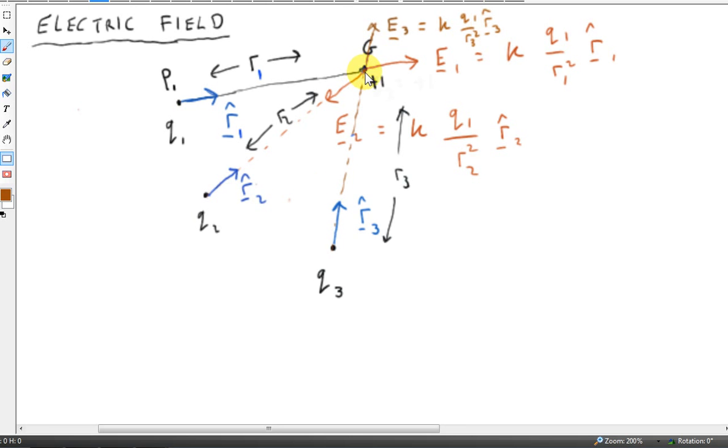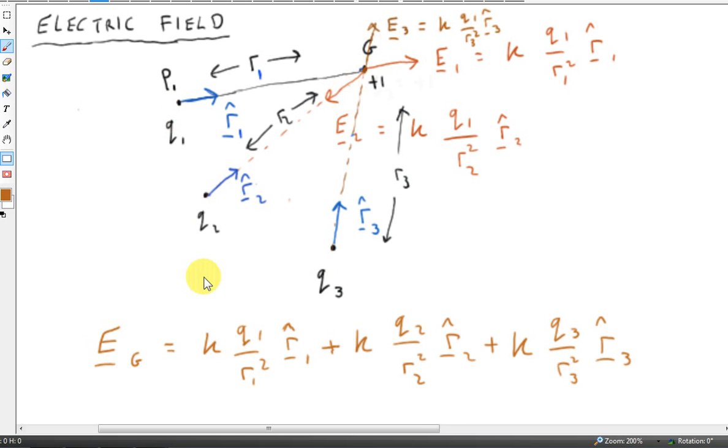So how would we get the electric field at this point due to the three charges Q1, Q2 and Q3? Well, we just get the vector sum of E1, E2 and E3. I am calling the resultant of these three electric field vectors E sub G. Of course, we can imagine extending this result to yet more charges. We could have a fourth charge Q4 and Q5 and so on.